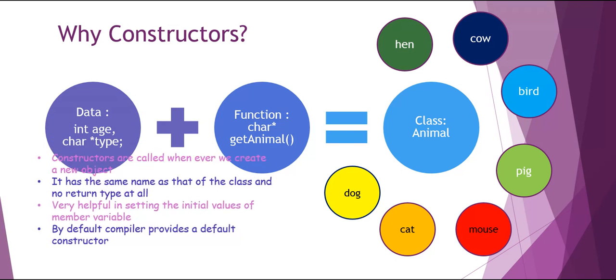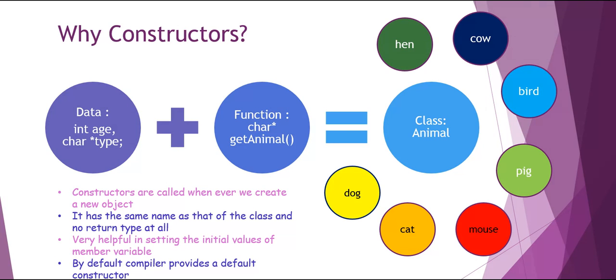During the creation of the object, the constructor actually comes into the picture. The constructor is called when we create a new object. It has the same name as that of the class and has no return type at all, not even void. It's very helpful in setting the initial values of the member variables.